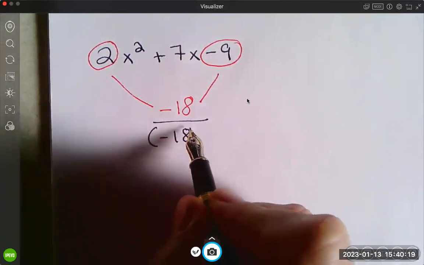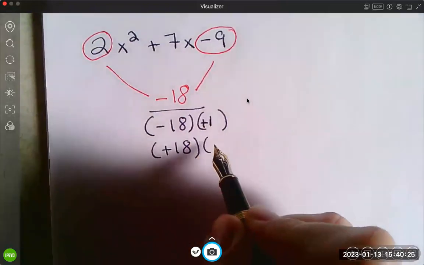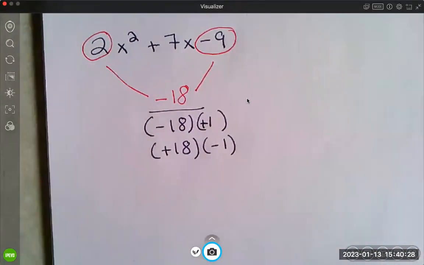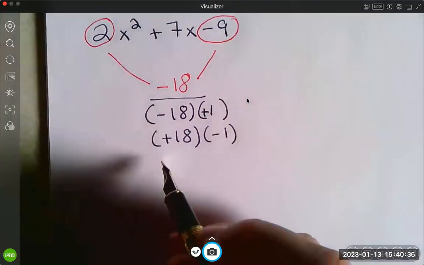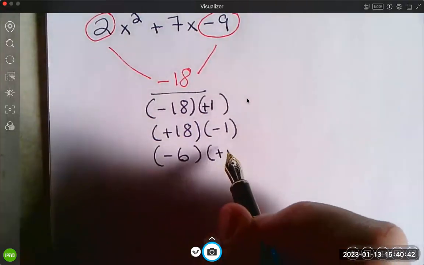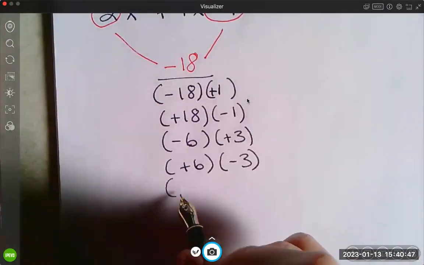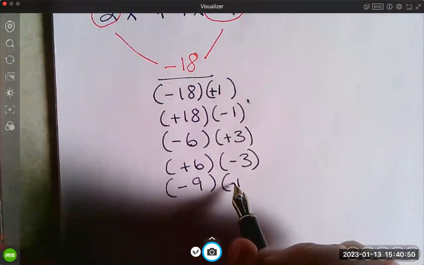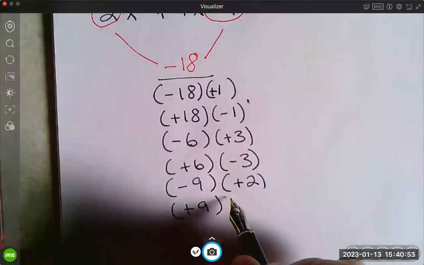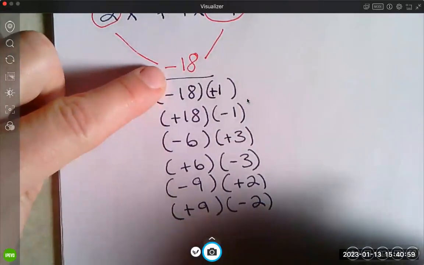It's tempting to just try and do it in your head, and eventually you'll get to the point where you can, no problem. But for now, I encourage you to actually write down all the factor pairs. I've seen students get really confused. Okay, so -6 times +3, or +6 times -3, and -9 times +2, and then +9 times -2. So all of these factor pairs, when multiplied, will get you to -18.